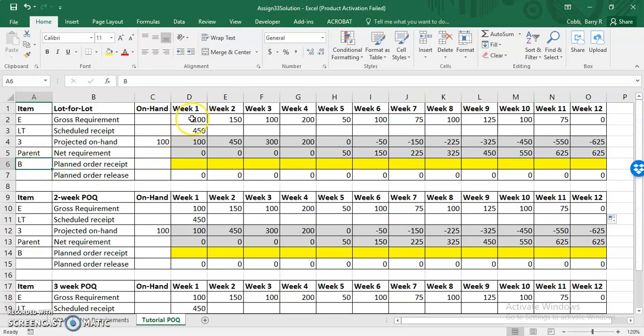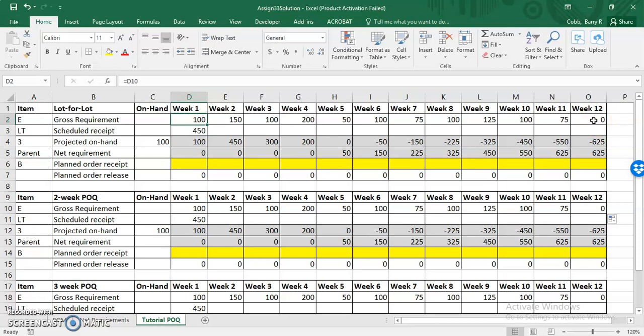The gross requirements for item E are linked to the planned order releases for B, which is the parent. That's not shown here in this template, but the gross requirements are simply repeated from the solution to the previous problem. In the previous problem, where we're planning all the items, gross requirements are always linked to the planned order releases for the parent, and they consider how many of the item are required for each of the parent.